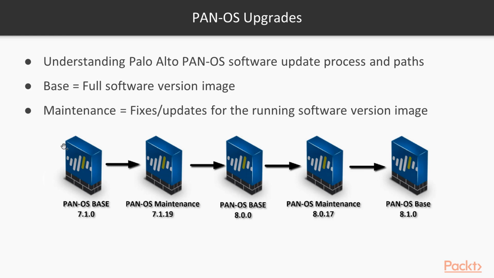So I'm going to demonstrate how to go from 7.1.0. We're going to do this whole upgrade path from 7.1.0 all the way to 8.1.0. We're going to upgrade a firewall that is running the 7.1 code, in this case 7.1.0, and bring it to 8.1. And like I mentioned, maintenance will provide you additional fixes on the current base that you are running. Okay, so let's go ahead and perform that upgrade.